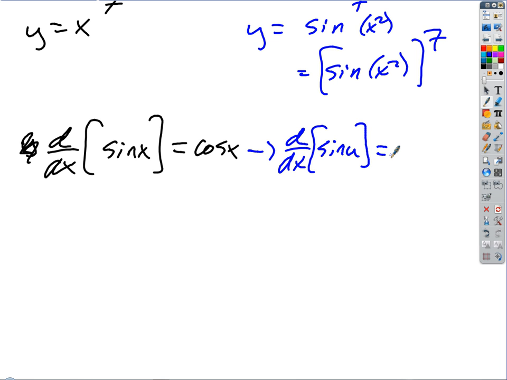Equals cosine u times u prime. Because u isn't just x, u could be x, but it's probably some function of x. So if I want to take du/dx, the easiest way to write that is u prime. Okay, so that's how it appears in your book. I can't remember if they use du/dx or u prime, but that doesn't matter. It's going to write these in terms of u's. Makes sense?